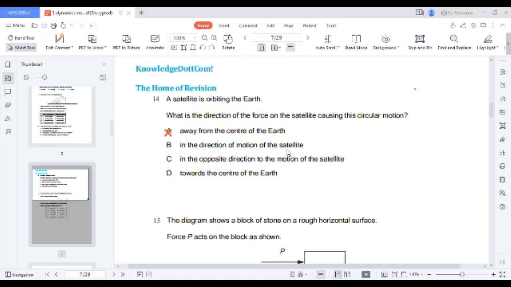The direction of motion of the satellite and the force can't be parallel. It's a circular motion, not straight line motion. In the opposite direction to the motion of the satellite? No, it's not a friction force which causes it to move. Friction forces are always opposite to the direction of motion. So centripetal force is not a friction force, and we are left with only one option, towards the center of the Earth. That's correct.